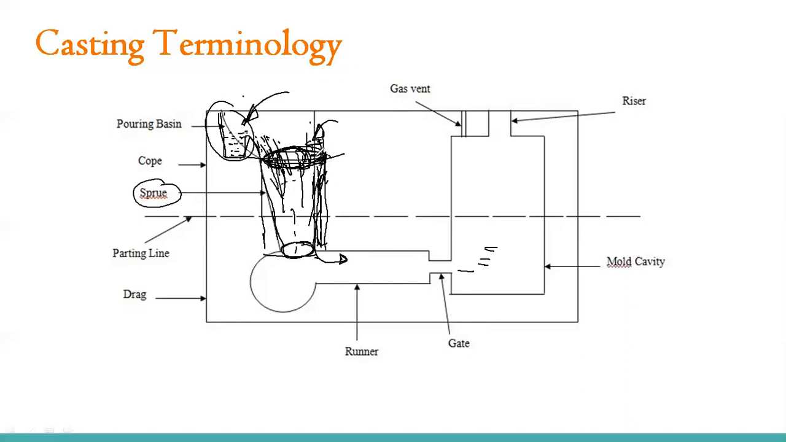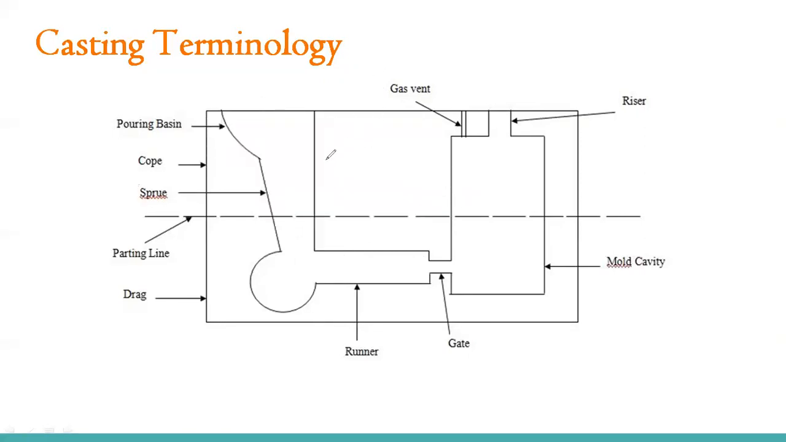To avoid or to prevent this gas aspiration effect, we are using this shape of the sprue, a taper section. Okay, so this is up to this sprue. Now once it reaches this, it starts filling this cylindrical, spherical portion.